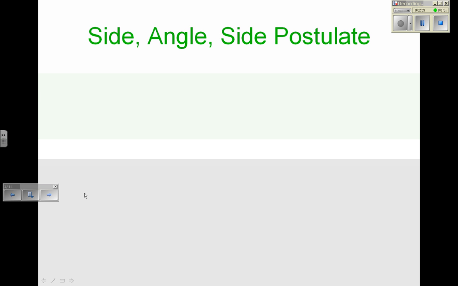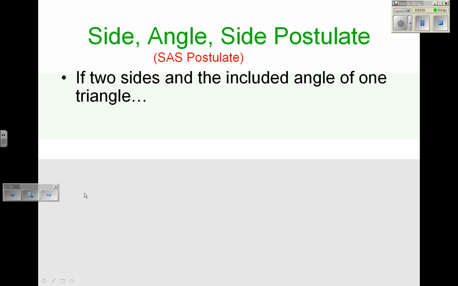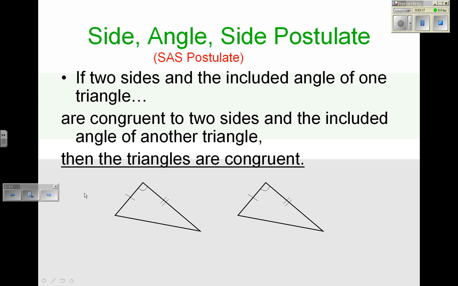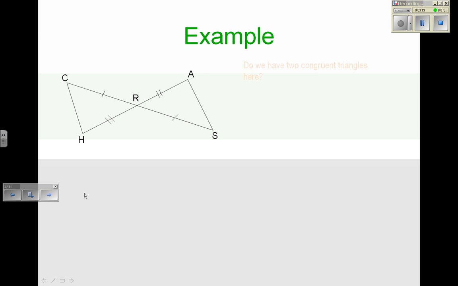The side-angle-side postulate says, and that's SAS, if two sides and the included angle of one triangle, like this, are congruent to two sides and the included angle of another, which looks like this, then the triangles must be congruent. So for example, if we had a picture here, we might say, do we have congruent triangles? And you would say, well, I only see two sets of sides marked congruent. I don't see anything else.